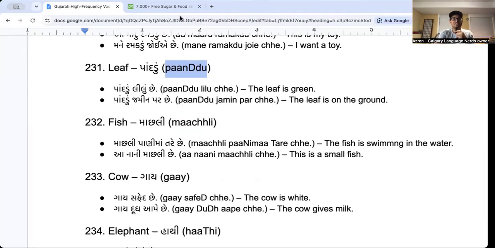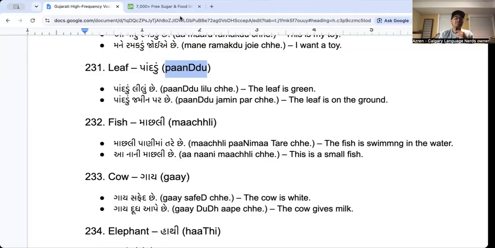Okay, a couple of animal words here. We have machli. Machli is a fish. Machli pani ma tare che. The fish is swimming in the water. Tare che means swimming or swims. Anani machli che. This is a small fish.